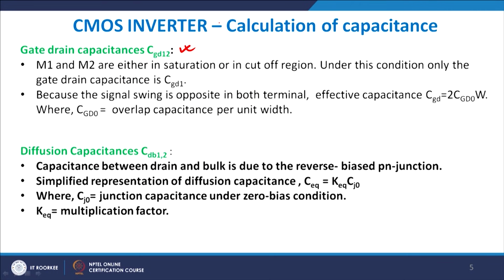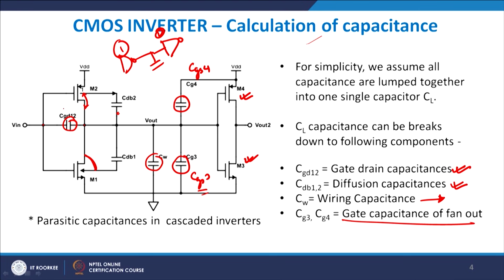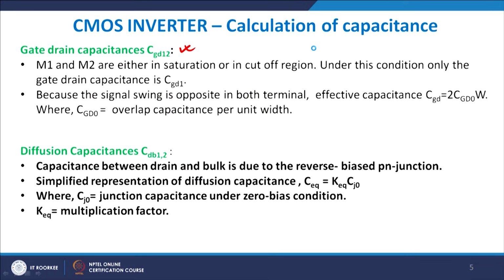Now, what is the gate to drain? Please see in the previous slide, gate to drain is this one. If you have gate to drain, you will see that M1 and M2, the 2 transistors NMOS and PMOS, will be either in saturation or in cutoff. Under this condition only there will be CGD1, right. There will be CGD1 only in this condition and no other condition, as we discussed in our previous discussions, that the gate to drain capacitance is CGD1, right.